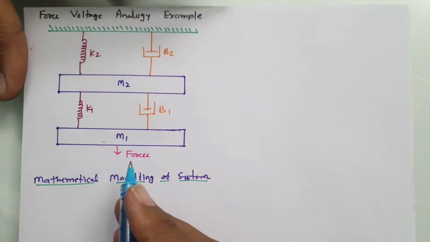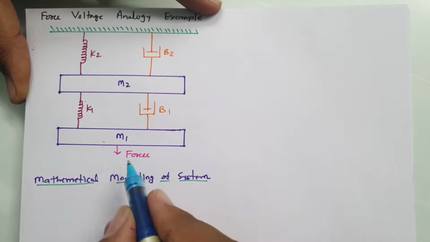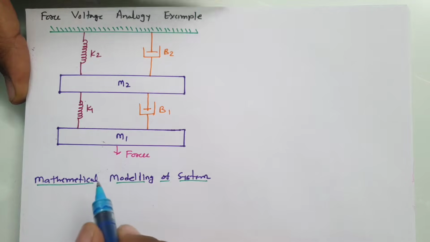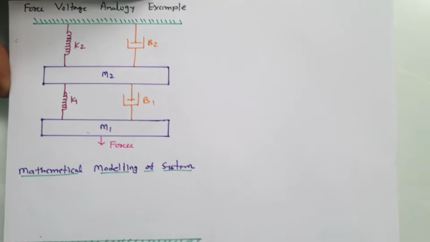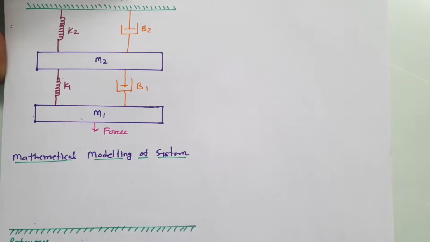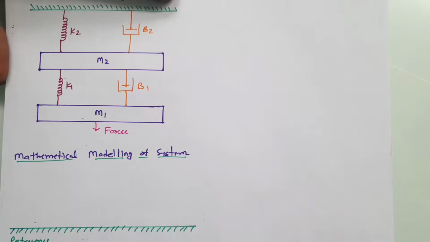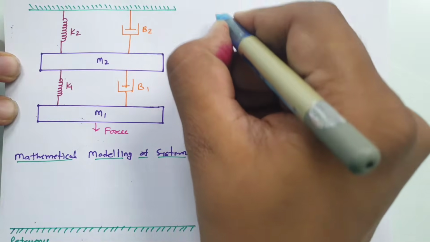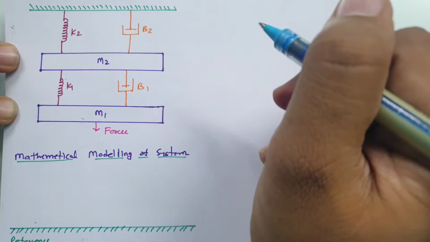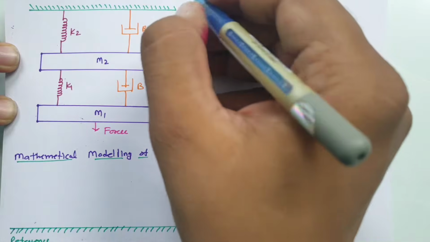First of all, we need to understand, after applying this force F, what the mathematical modeling of this given system will be. To do mathematical modeling, there are a few basic steps that we need to follow. I'll explain how to do that step by step. The first step is to identify the number of nodes, which equals the number of displacements.